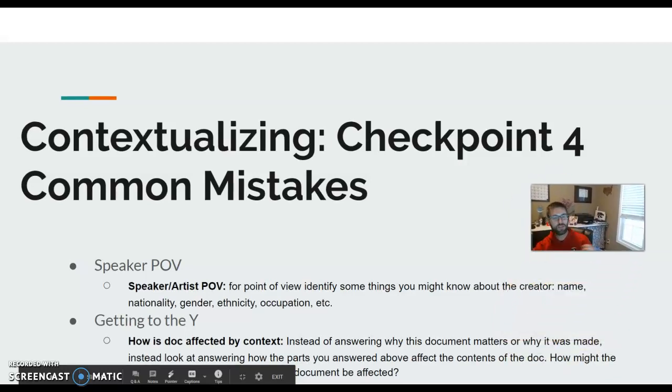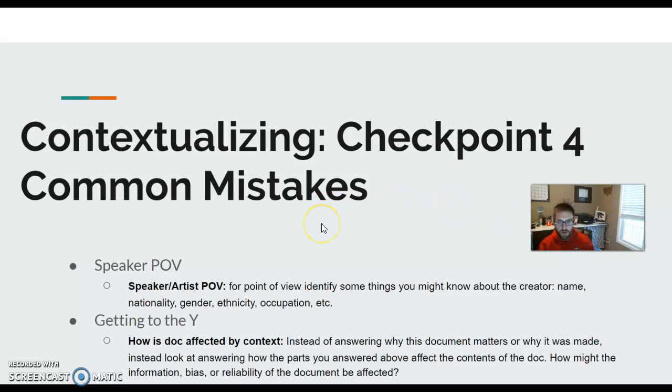So again, what to remember as you do these things. The big place you're missing a lot of the time is on the speaker part. So again, get to what you know about the creator, their nationality, the job they had; their ethnicity could be relevant. And then when we're getting to the why, don't tell me why the document matters. Tell me why that other stuff from SOAP, from HIP, or from HAP matters. So why does it matter that this person's American? Or why does it matter that this was written to a friend? Or why does it matter this is a propaganda piece? How does that affect the credibility? How does it make it reliable? So those are things to think about.